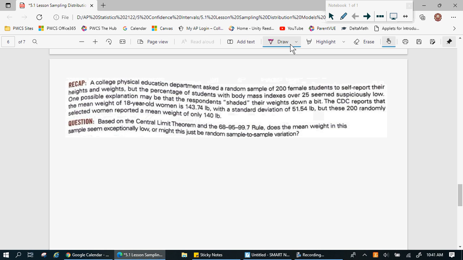And so those pieces of information, that would be what we would consider our population mean and our population standard deviation. So I like to document those things. And remember, we have a random sample of 200 women, so n is 200. They took those 200 female students and they got their weights. They got an average of their weights, and they said out of those 200, the average was 140. So that's a sample mean, x bar.